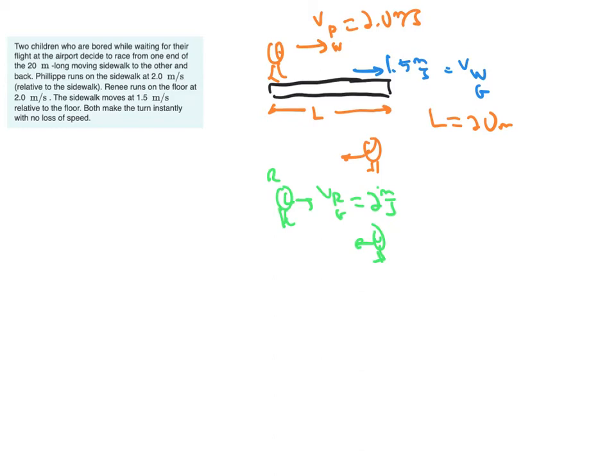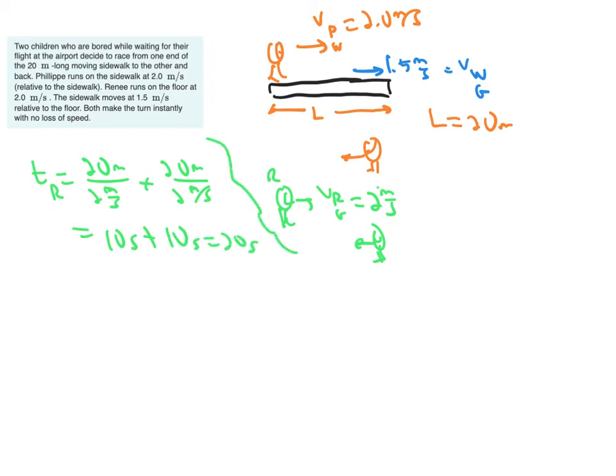René's time is easy, right? Because René's time is going to be 20 meters over 2 meters per second one way plus 20 meters over 2 meters per second the other way, which is 10 seconds plus 10 seconds, or 20 seconds. That gets us René.